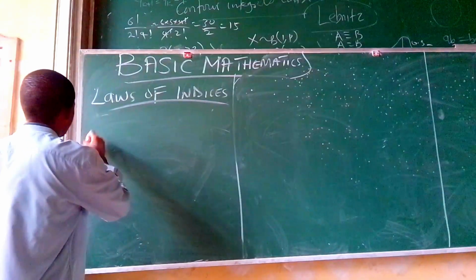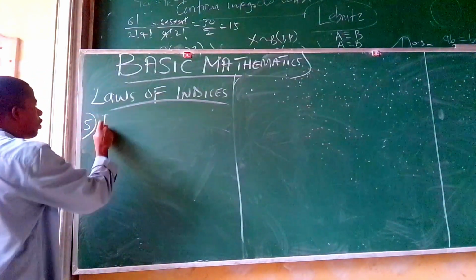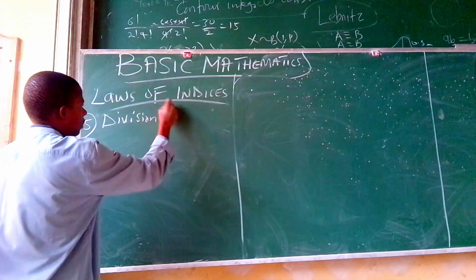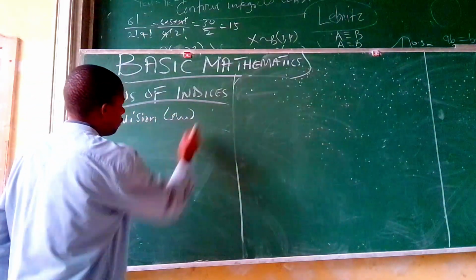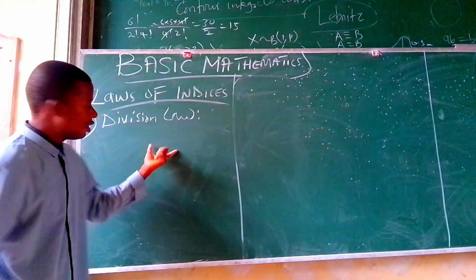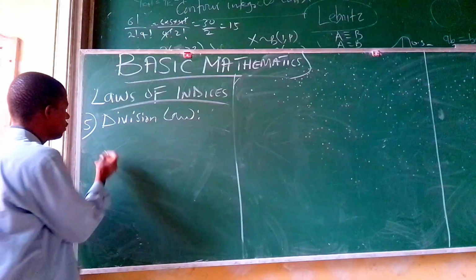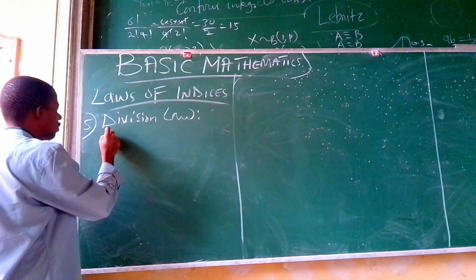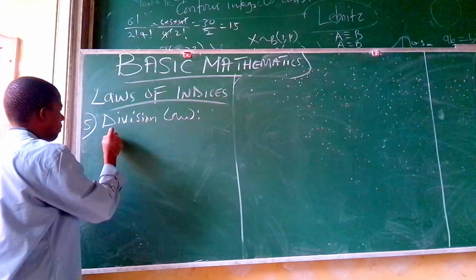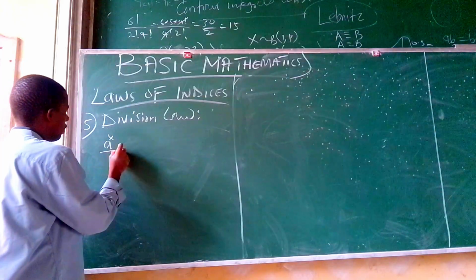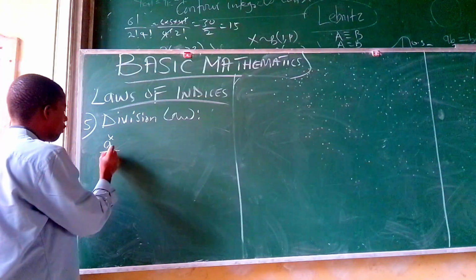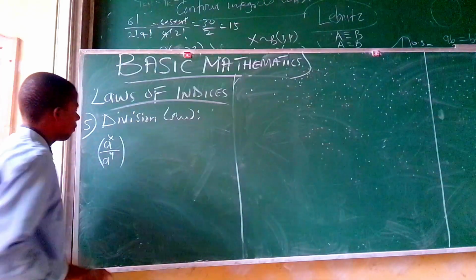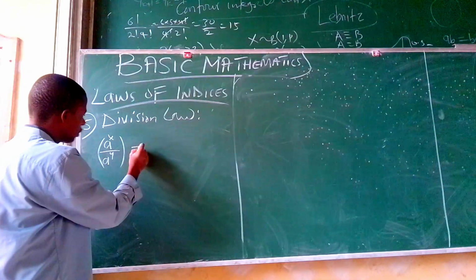Alright. Number 5, we have what they call division law. Division law of indices. We apply the division law of indices when we have a base raised to power x all over that same base raised to power y. By division law, this is going to be what?